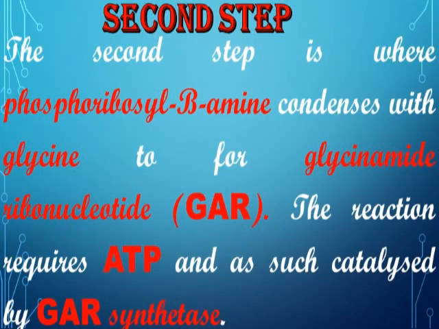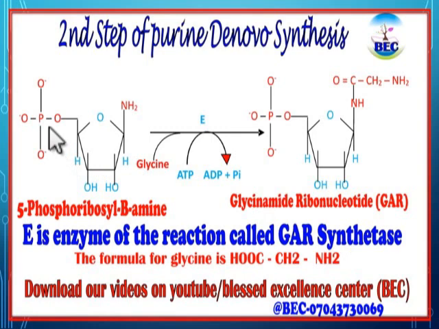Now let's look at the second step of the reaction. The second step is where phosphoribosyl beta amine condenses with glycine to form glycinamide ribonucleotide, GAR. The reaction requires ATP and as such is catalyzed by GAR synthetase. Look at the pathway here. Look at the reaction here. You can remember this very well.